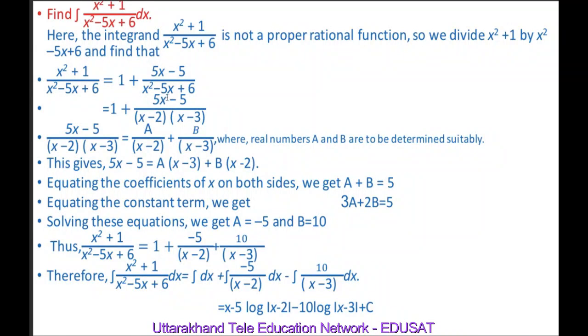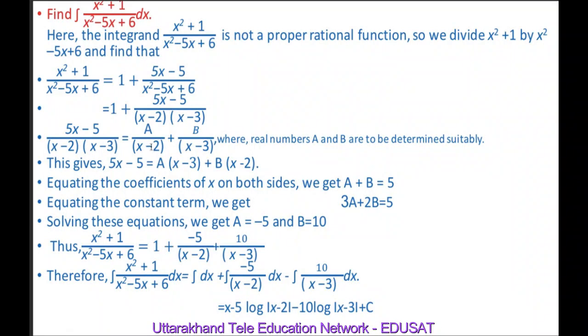Here the degree is 1, and here the degree is 2. Now we will write the partial fraction of 5x minus 5 upon x minus 2 into x minus 3. So I can write it as a upon x minus 2 plus b upon x minus 3, because x minus 2 is a linear factor and x minus 3 is also a linear factor and both are different.